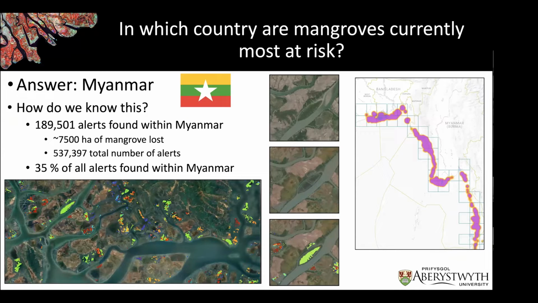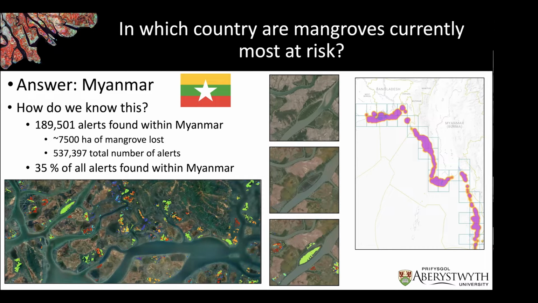So from the alerts, we found that basically this is Myanmar. One of the advantages of having these global products is the fact that we can look more coherently across the world. So in this case, with the alerts, we have about 500,000 alerts within the system at the moment, of which getting on for nearly 200,000 alerts are within Myanmar. So at the moment, that corresponds to roughly around 7,500 hectares of mangroves being lost.